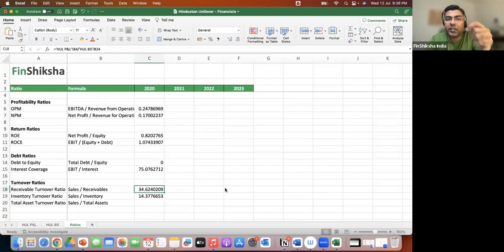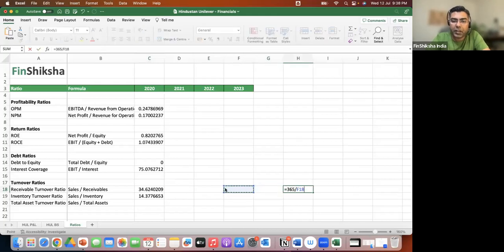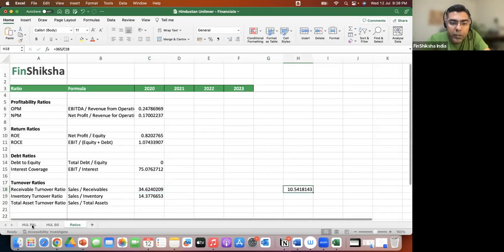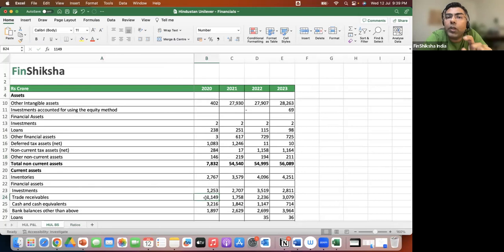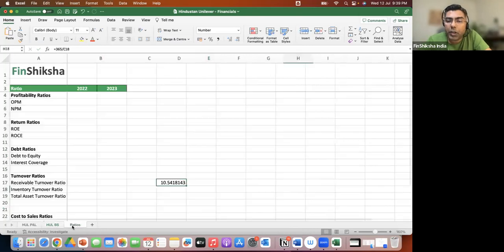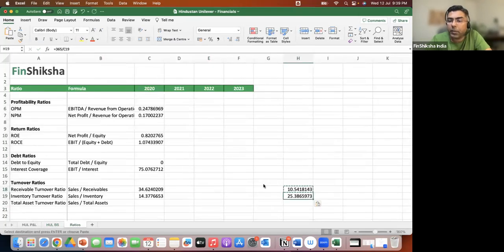If I divide 365 by this number, I can get days of receivable. So basically, if I do is equal to 365 divided by this, what it means is that receivable number, look at this receivable number here on the balance sheet. That's this 1149. This is equivalent to about 10 days of sales. 10 days of sales recovers this amount that is stuck as receivable. I think your inventory would be about 20, 25 days, something of that sort of sales. So money is stuck in these assets. How much time will it take to recover them?